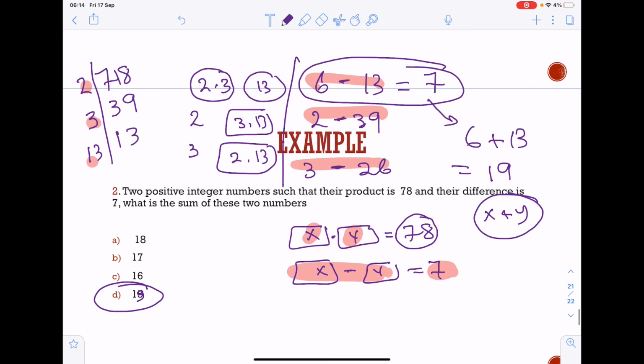Okay, this is all about the basic principles of algebra section.